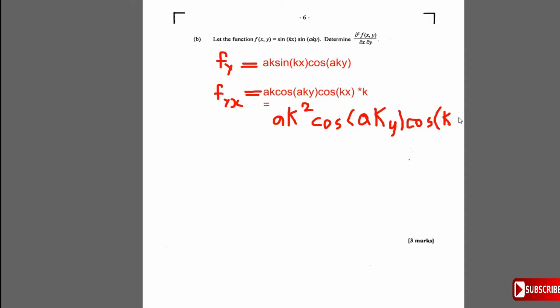Nice and easy. So that takes care of this question.